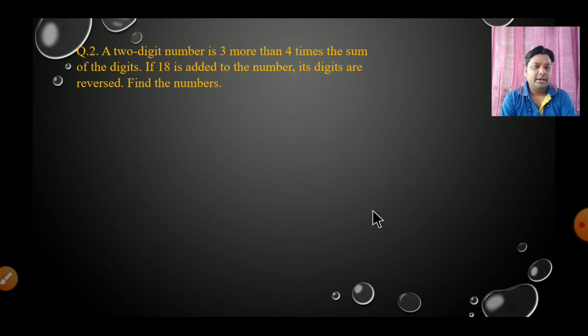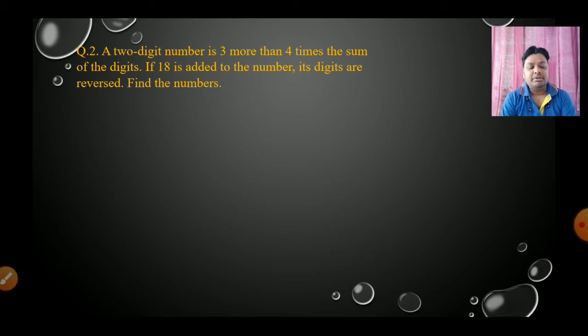If 18 is added to the number, its digits are reversed. You can see that this type of question we have already discussed in linear equation in one variable. But in that chapter we took only one digit as a variable and found the other digit in terms of that one variable. But here we will solve it by another method.